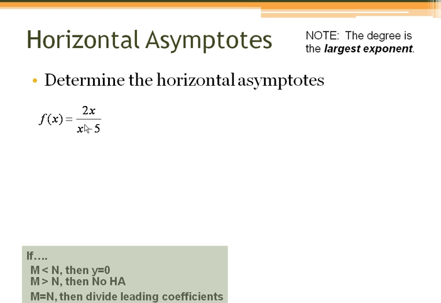In this case, we have a degree of 1 up top and a degree of 1 on the bottom, so m equals n. We divide the leading coefficients, 2 divided by 1, and we end up getting an HA at y equals 2. If you draw that horizontal line, 2 up from the x-axis, that's the horizontal asymptote. Asymptotes are always represented by a dashed line.